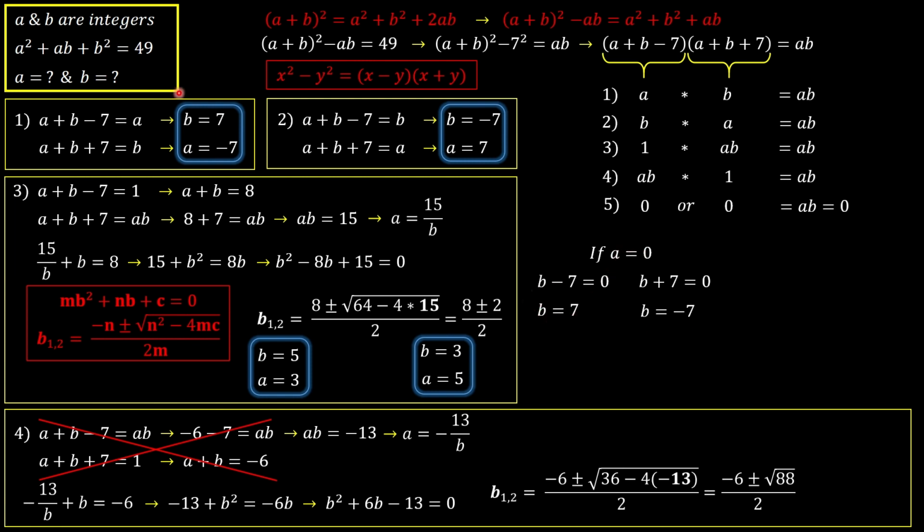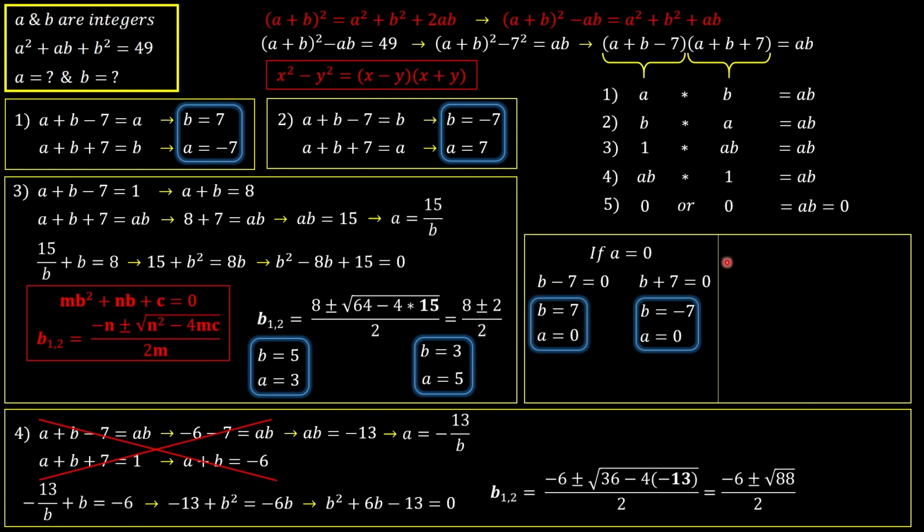If a equals 0, then a squared will be 0, ab also will be 0, then we will get only b squared. And if we use this one, we'll get 49. If we use minus 7, it will also be 49. So both of these answers are correct.